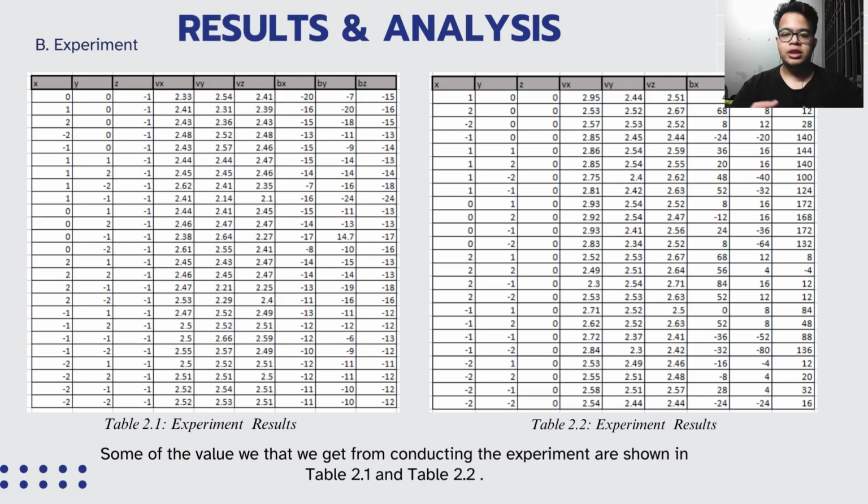The next part is the result analysis of the experiment. From the experiment, we get the result of the magnetic field and the voltage. The results of voltage and magnetic field are from three different sensors, which are the x-axis, y-axis, and z-axis for each coordinate. The table shows each axis of the magnetic field for one coordinate and so on. These two tables show some of the values, the results that we get from the experiment.